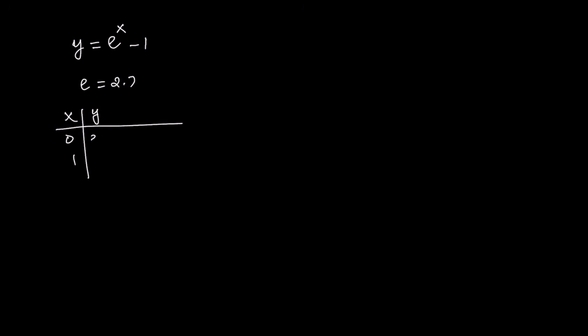We start with x equals 0. e raised to the power of 0 minus 1 equals 1 minus 1, which equals 0. Next, we choose x equals 1. e raised to the power of 1 minus 1 is about 2.7 minus 1, which is about 1.7. Let's find the horizontal asymptote. The -1 moves the graph down, so the horizontal asymptote is y equals -1.